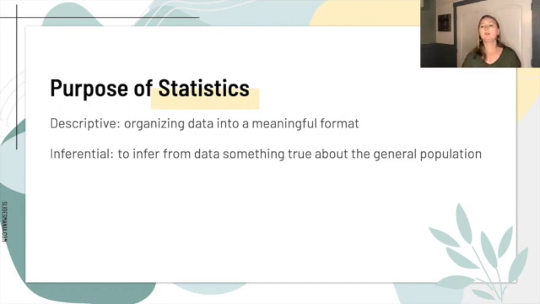Now you're going to take that data and infer things. You're going to say, well, the average IQ of the teenage population of Tyler, Texas is such and such. This infers from that data. You're taking what's true about this population and saying it's true about the general population.